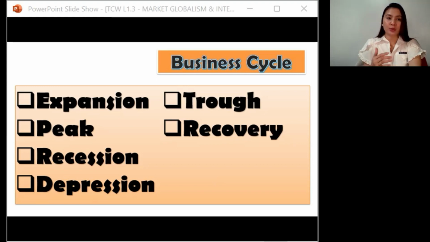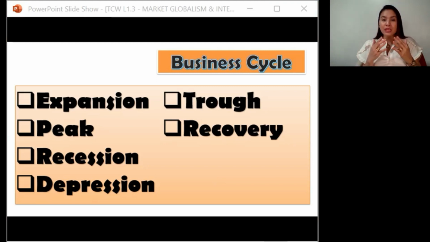And next is the trough. I don't know how to exactly say this one, but just bear with me. This period marks the end of the depression, which of course leads the economy into the next step of recovery. And of course, the last phase, or the last stage, is recovery. In this stage, the economy starts to turn around, and the low prices spur an increase in demand. So slowly here, the businesses will be recovering.